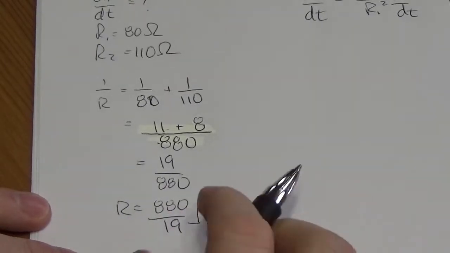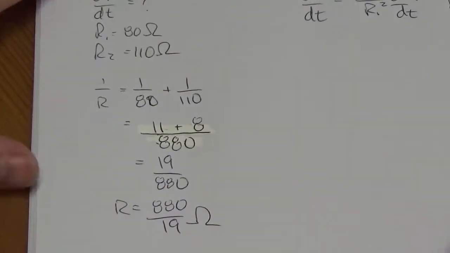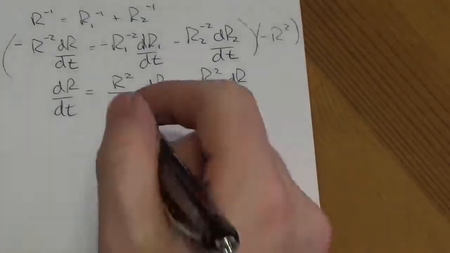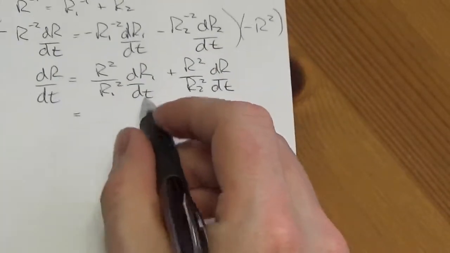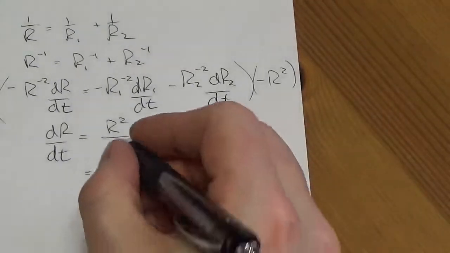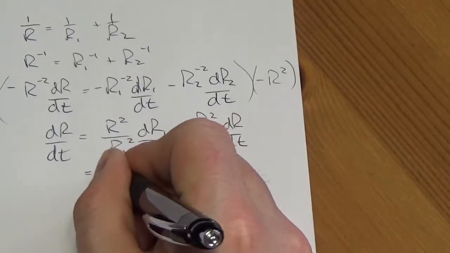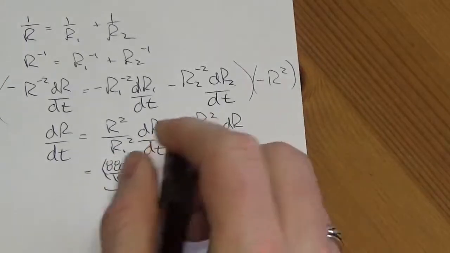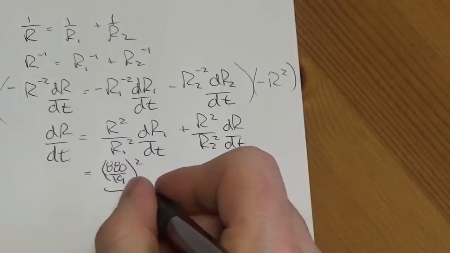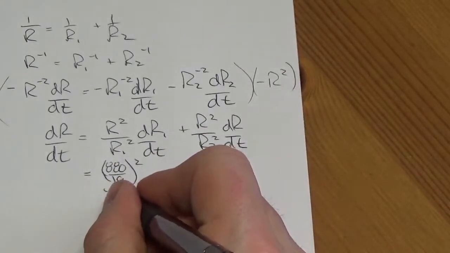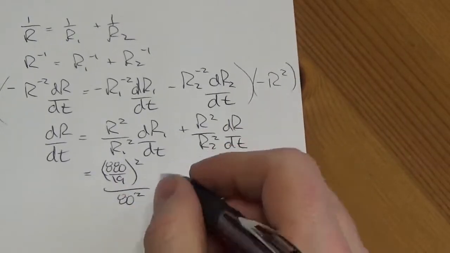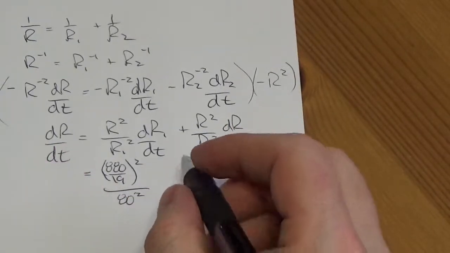That's going to be my R here. So now I can come up to my expression. We already know that R is going to be 880 over 19. So 880 over 19, this will be squared, over R1, and we know that R1 is 80. So I can already see that there's going to be some canceling here.